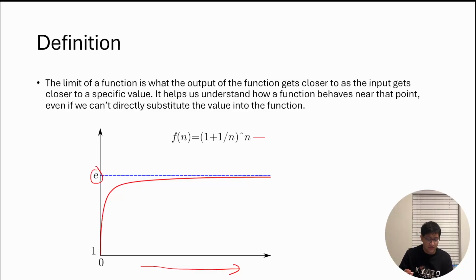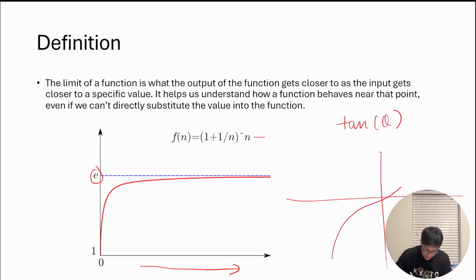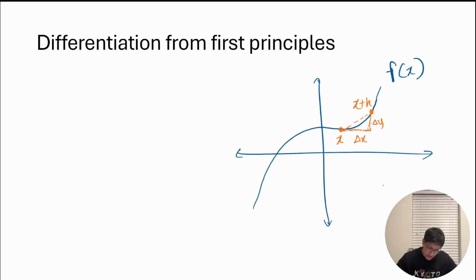Another example you might have seen would be the tan graph, so the graph for tan theta. If you remember, it's something like that between minus pi and pi. So we call minus pi and pi limits, as the tan graph is inching closer and closer towards the pi and minus pi limits.